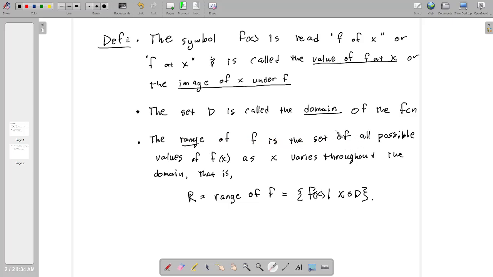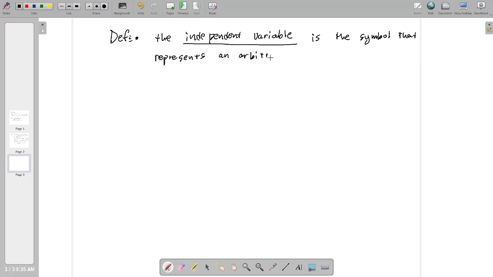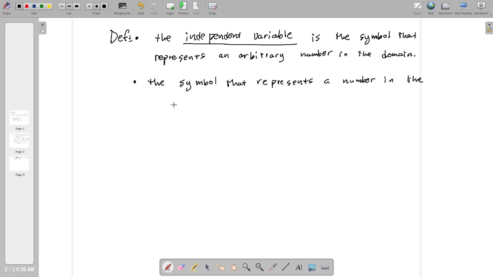So if we take an x value from the domain and we plug it into a function f, that f will do something to it and then output another value. That value that it outputs is in the range. The independent variable is the symbol that represents an arbitrary number in the domain. The symbol that represents a number in the range of f is called a dependent variable.